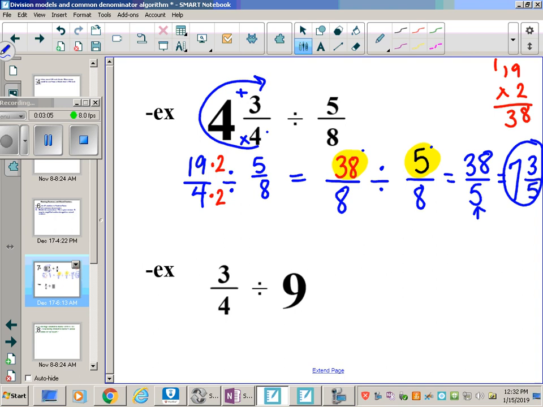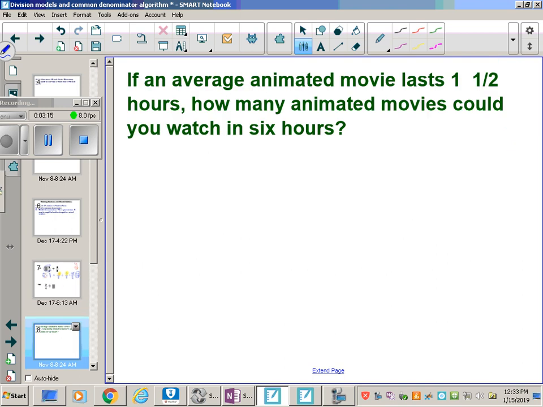Now, this process relates back to some of the modeling we've done, and we could actually show this and prove why this works using a model. For example, if an average animated movie lasts 1 1/2 hours, how many animated movies could you watch in 6 hours? So to do that, we would need to do 6 divided by 1 1/2. And the reason we need to do that is because we need to take the whole time we're watching movies, which is the 6 hours, and split it into parts that are each 1 1/2 hours, because each of those 1 1/2 hours would represent one movie.